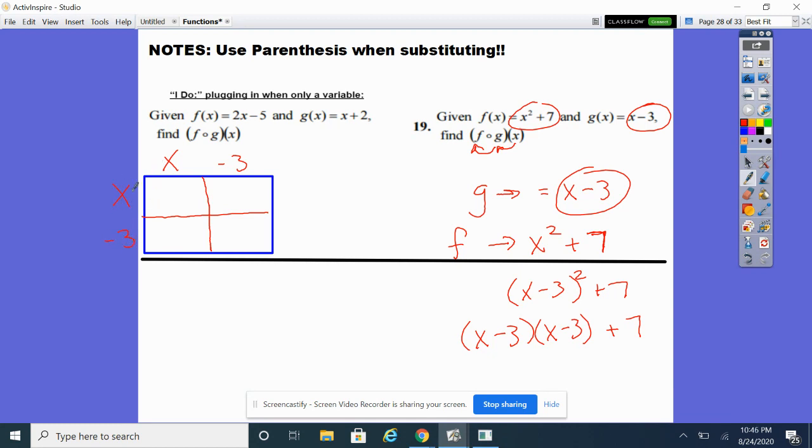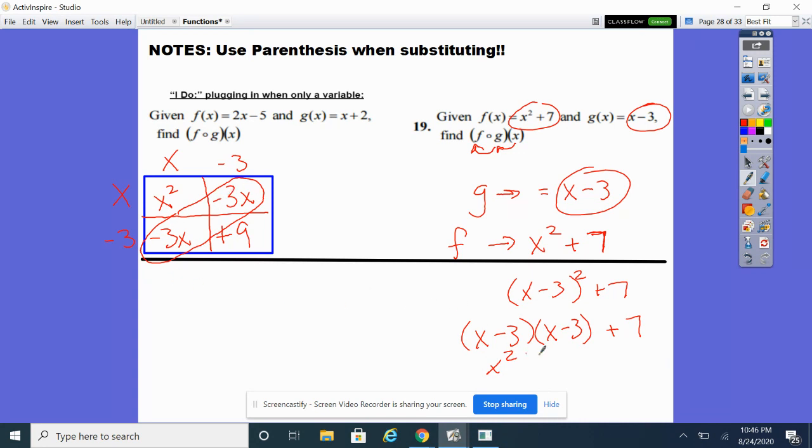X to the 1 times x to the 1, add those exponents, you get x to the 2. Negative 3 times x, that's negative 3x. X times negative 3 again is negative 3x, and negative 3 times negative 3, that's positive 9. Hey, these are like terms. Look, they're diagonal from each other. We're used to that. So this is going to be x squared.